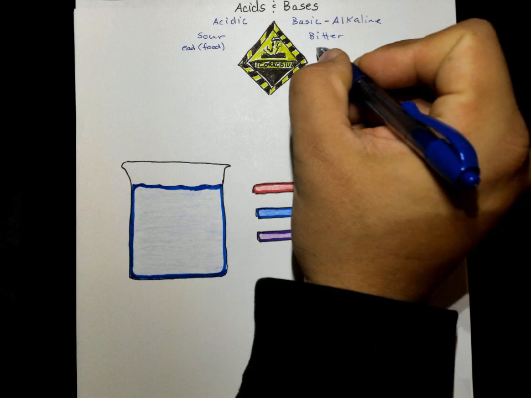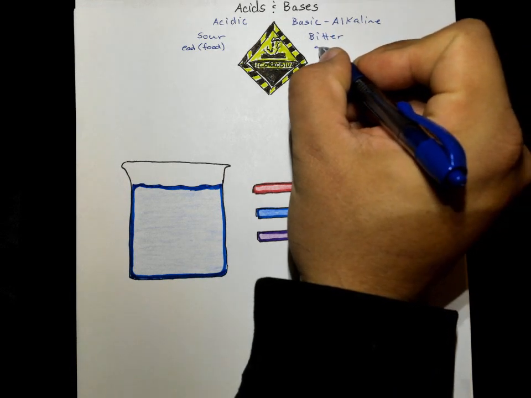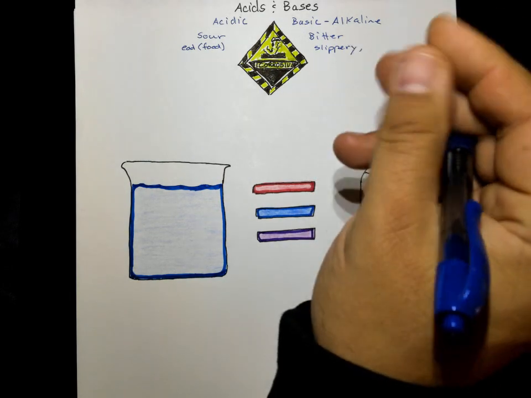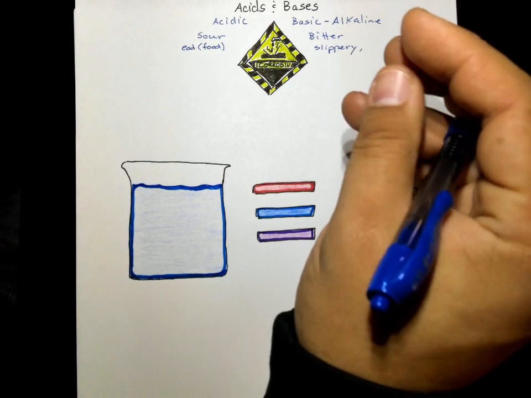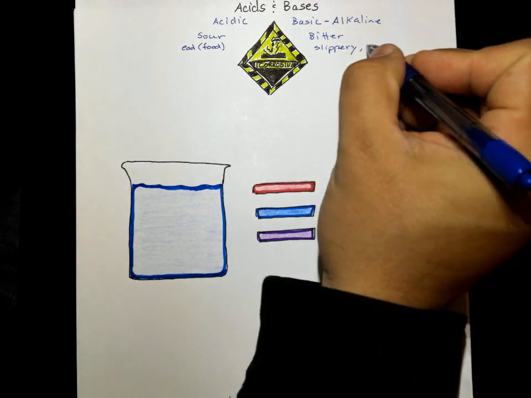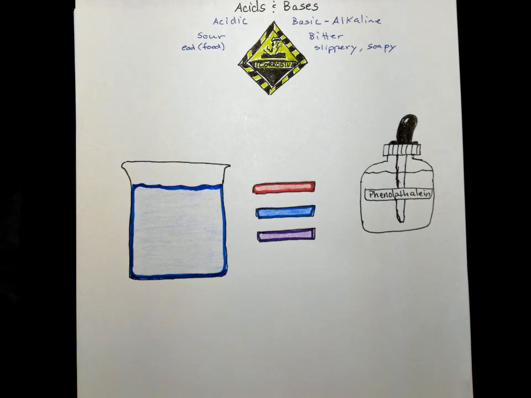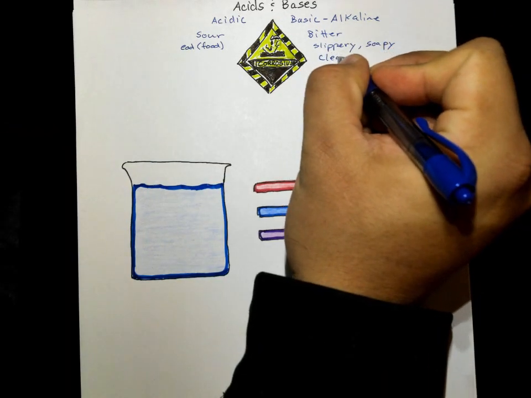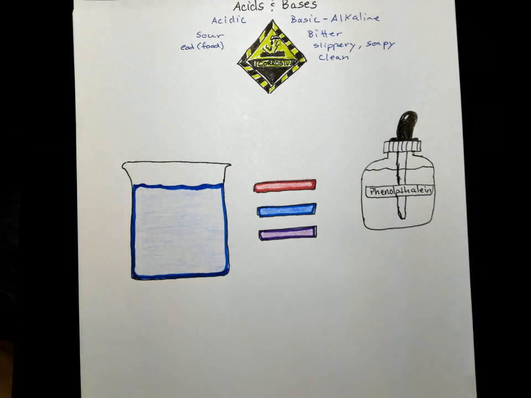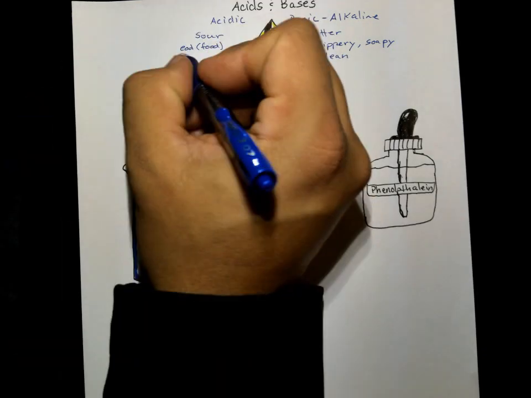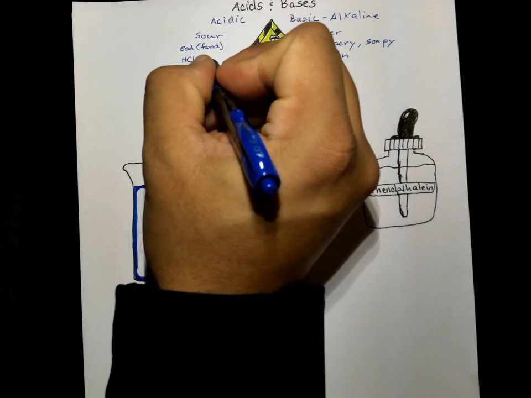Now bases, guys, feel slippery. And you know what that slippery feeling means. If you've ever washed your hands with soap, you know that soapy feeling? I'm going to write soapy on here, because that's what bases feel like. And we actually clean with bases. We use bases to clean, and we usually eat acids. Even the acids found in our stomach, hydrochloric acid is in our stomach, and that's what we use to digest our food. So don't forget, HCl is in our stomach.